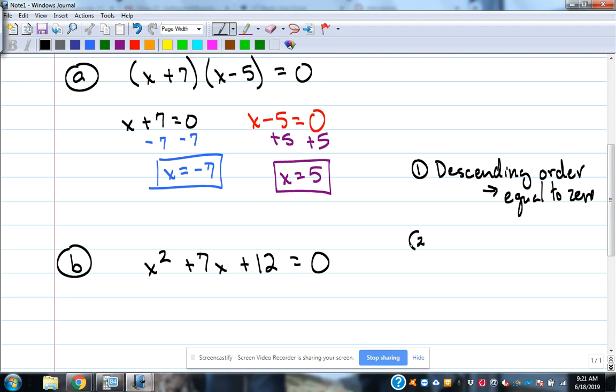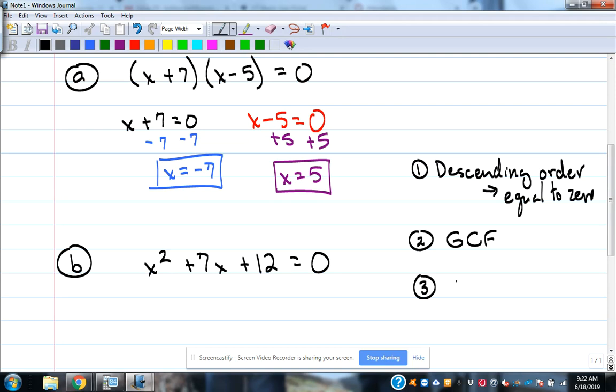And then the second thing we looked for was a GCF of the whole problem. So we're looking for x squared, 7x, and 12. The only thing that goes into all of those is 1. That really doesn't help us any. So GCF doesn't help us.